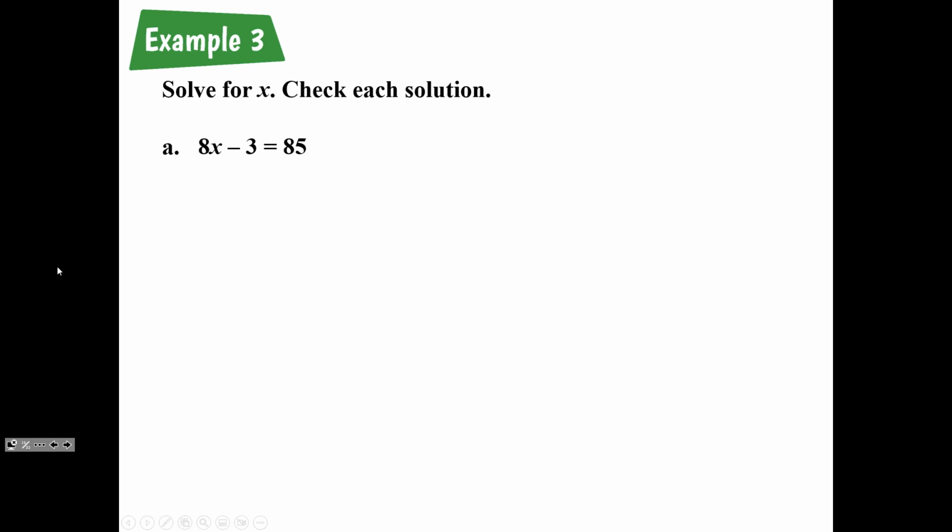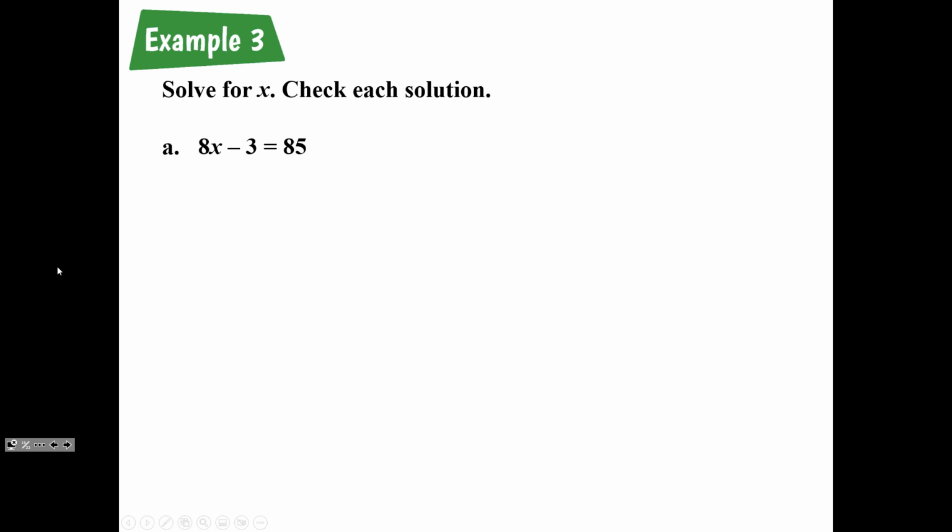So example 3, this is now a 2-step equation problem, okay? So that means we're going to have to do 2 steps to solve for our x. So for A, we want to get the 8x by itself first, but it's being subtracted by 3, right? So Gio, what's our first step?